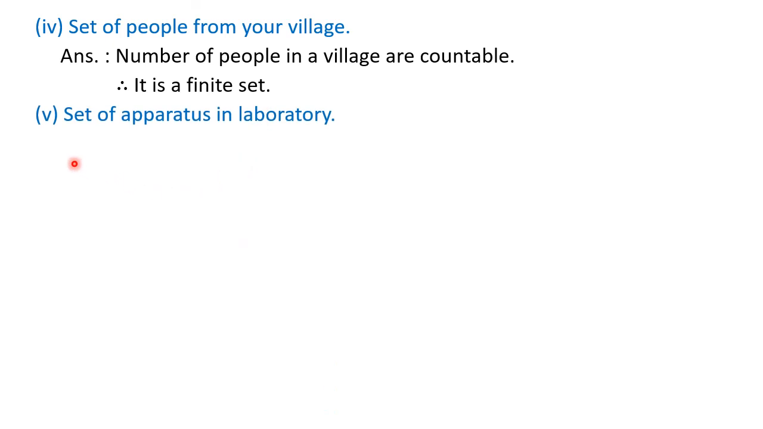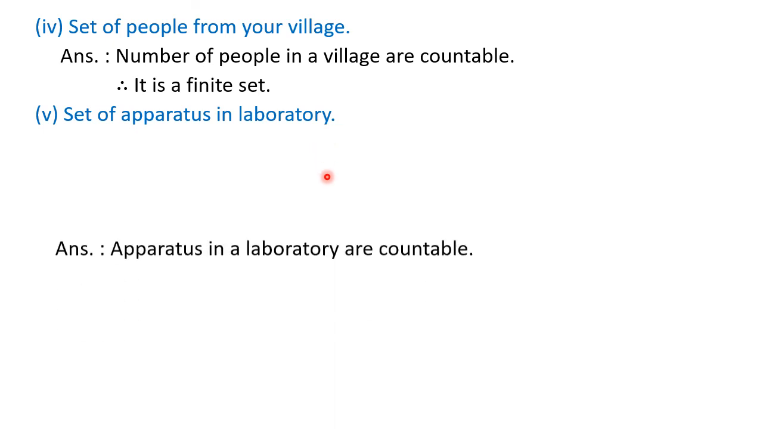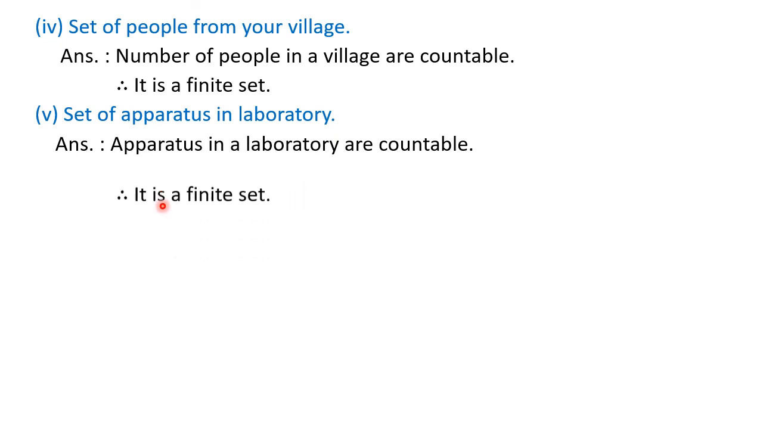Next one, set of apparatus in the laboratory. Okay, there are many apparatus in the laboratory, but still the lab assistant knows how many apparatus are there. Say for example, 1,000 apparatus are there, but still they are countable. We have the list of that. So again, it's a finite set. So what we can say is that apparatus in the laboratory are countable, and therefore it is a finite set.